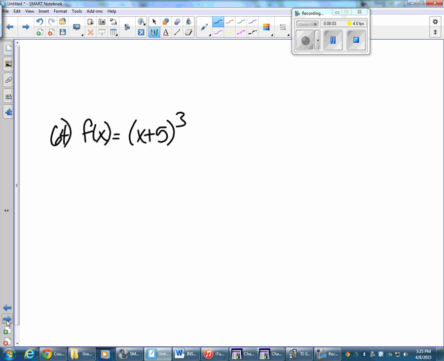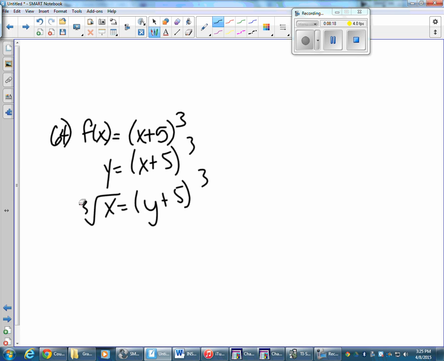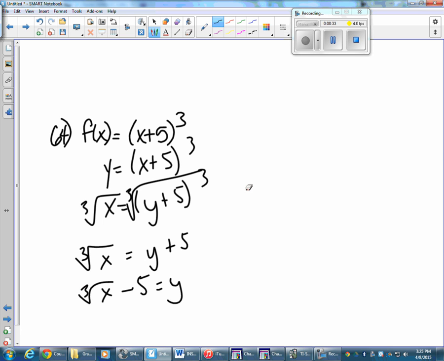And finally, problem 64 is a cubic function. So this one is y equals x plus 5 cubed. So if I switch it, it's x equals y plus 5 cubed. And if I wanted to solve this for y, I would need to cube root both sides. So I get the cube root of x is equal to, when you cube root a cube, it just removes that symbol, so you get y plus 5. So it would be the cube root of x minus 5 is equal to y. So my inverse function is the cube root of x minus 5.